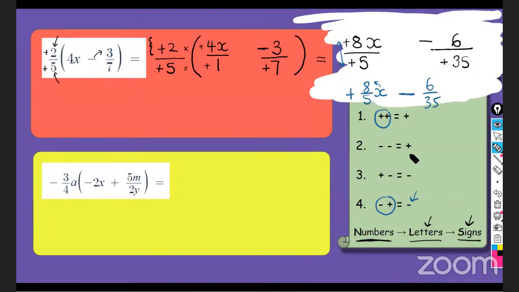Can this answer be simplified? Meaning, do you think it's possible to squish these two together? The 8 on 5x, can that be squished together with the 6 on 35? No, because one has an X and the other doesn't. By the way, you all notice when you multiply all the brackets disappeared, right? The whole point of multiplying out brackets is to get rid of the brackets, eh? So your final answer is not supposed to have any brackets. Okay?